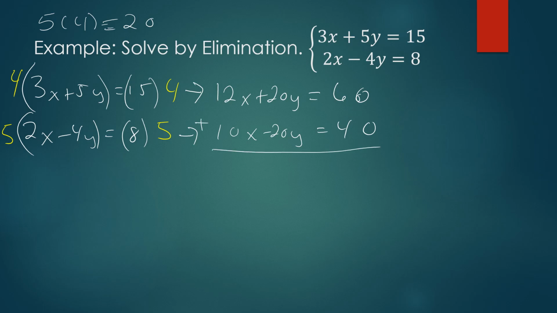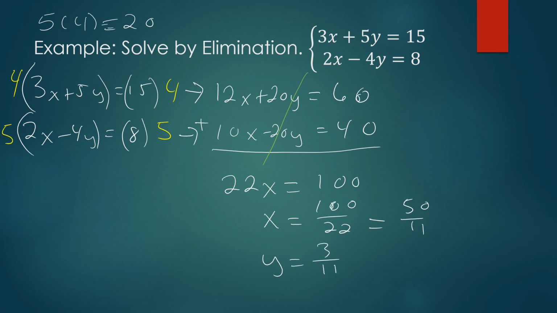Now if I add the equations together as is, I'll be able to eliminate the y, which is what I wanted to do. This leaves me with 22x equals 100. Therefore, I can solve for x and I get 100 over 22. Now, if you recognize, this is the same system as what we solved with substitution, which means I should get the same answer for x, which I do. Consequently then, y is going to be 3 over 11.